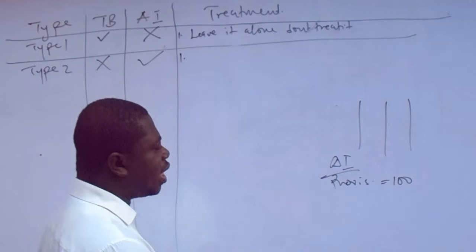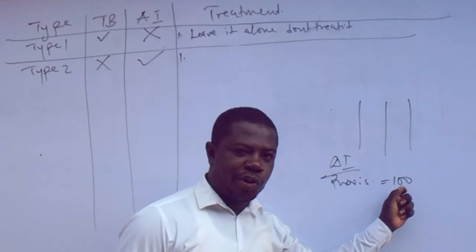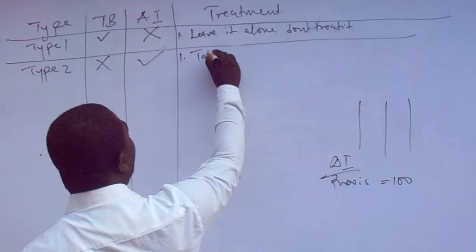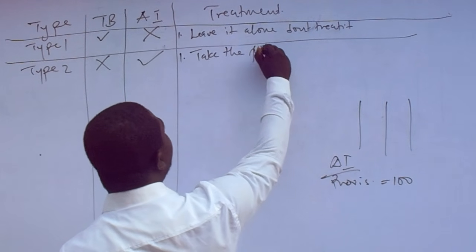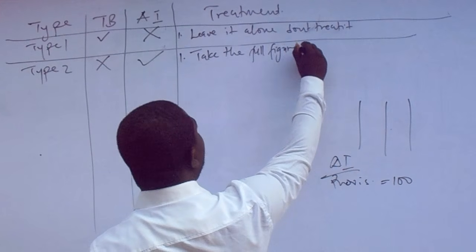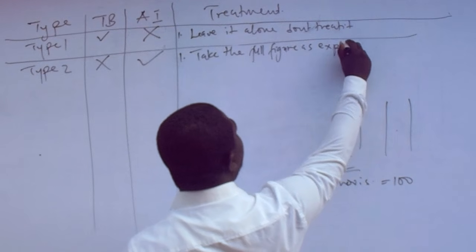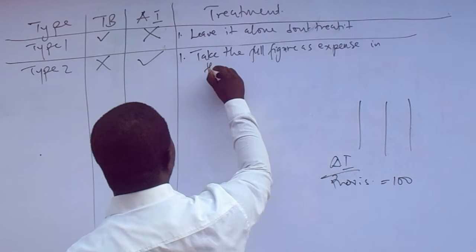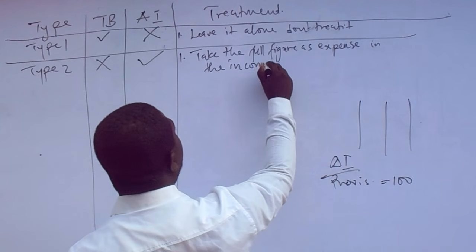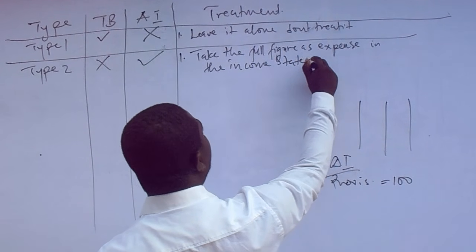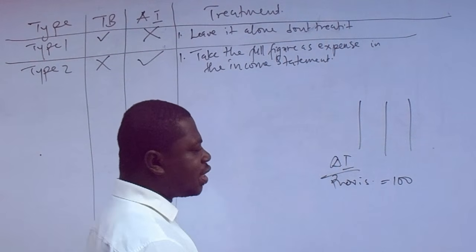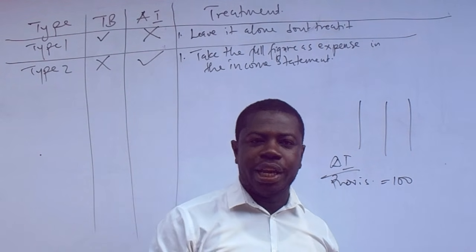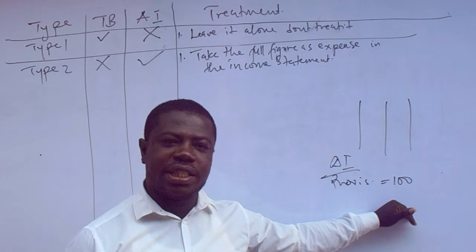Then what we are going to do is that this one will be treated twice because it's in the additional information. And so the first treatment is that you take the full figure as expense in the income statement. So the first one is that this one will be taken as an expense in the income statement. It will be treated as an expense.